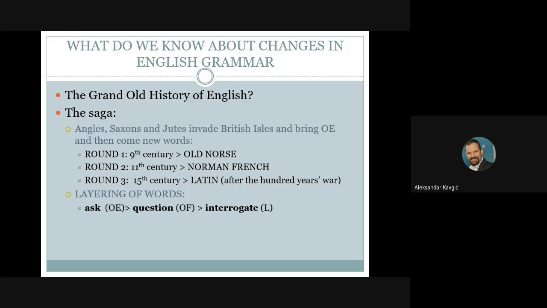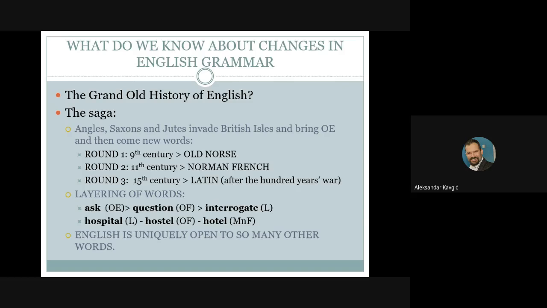They're fundamentally the same. But in English, you have this layering. The same applies to hospital, hostel, and hotel. They are, again, from different languages. Hospital is Latin, hostel is Old French, hotel is modern French. So the history of English, according to most stories of the history of English, is about English borrowing many words in different periods, also having some phonological changes along the way. But fundamentally, the whole story of English is about English being so open to many other words.